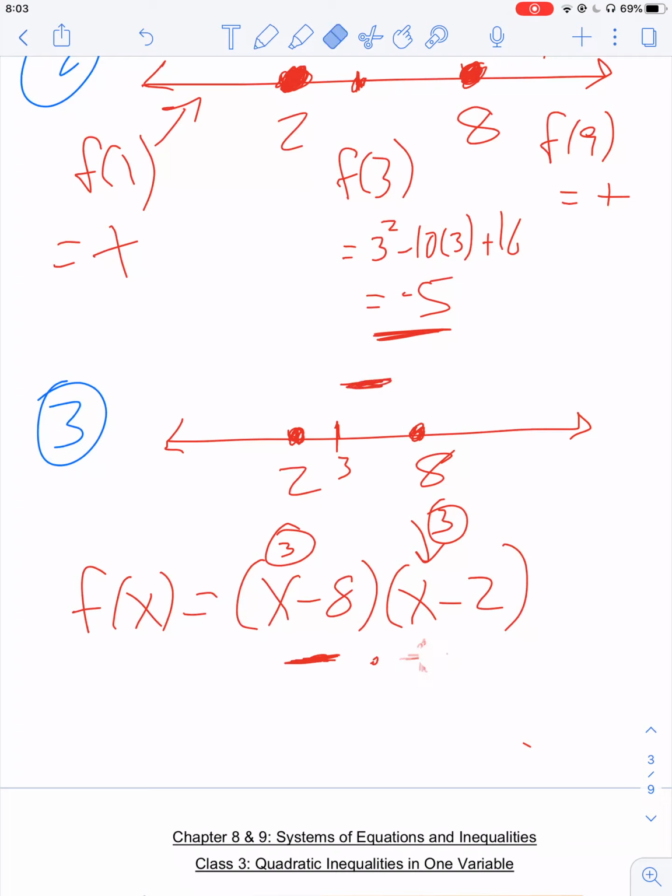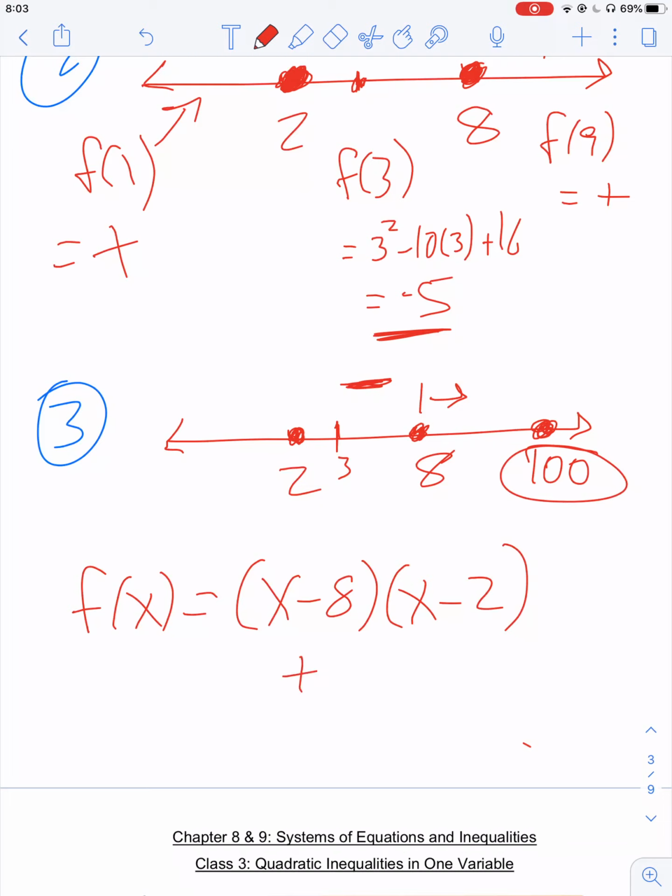The advantage of doing this, I think this is a faster way, is that you can pick any value for your point. But I'm going to pick a really big number, like 100, because this is going to help me. If I'm picking my test point to be 100, it's fine because it has to be greater than 8. So 100 minus 8 is obviously going to be positive, and 100 minus 2 is also going to be positive. So positive times positive will make this interval positive.